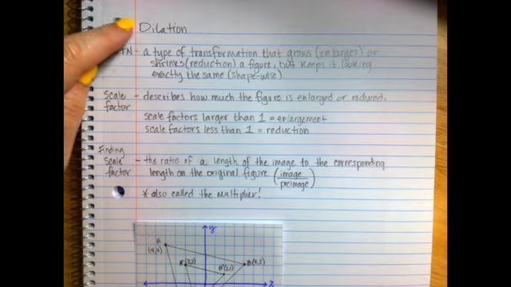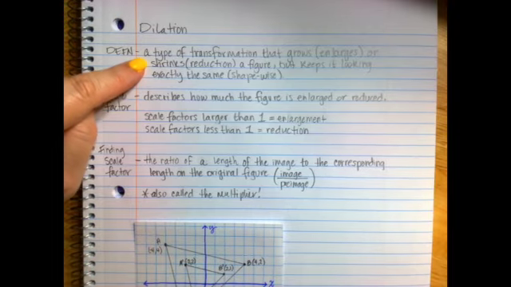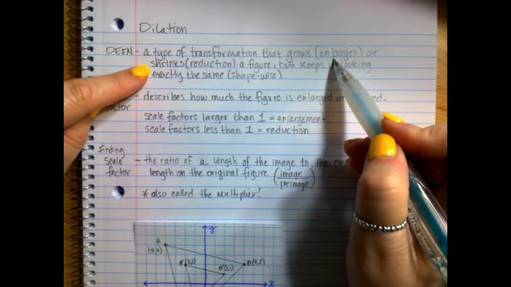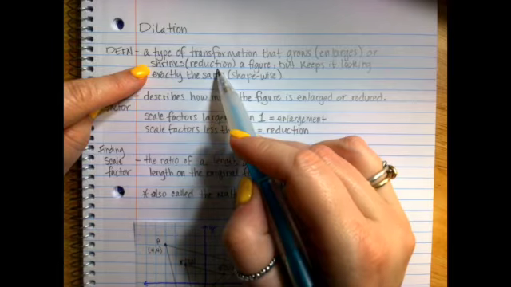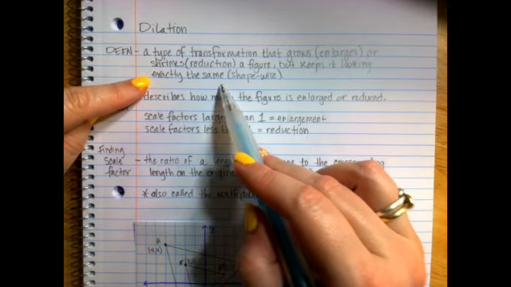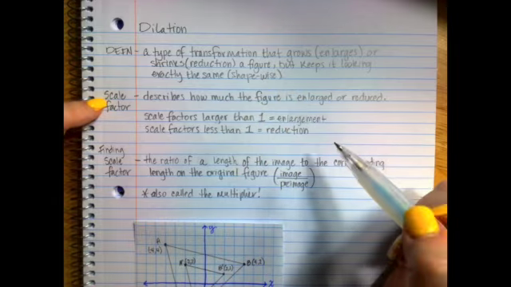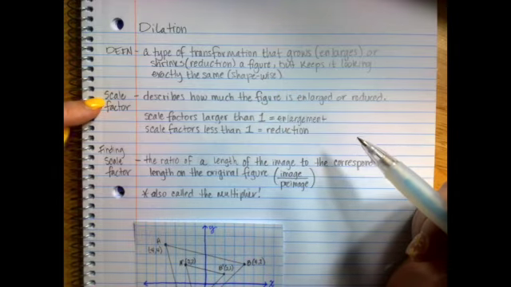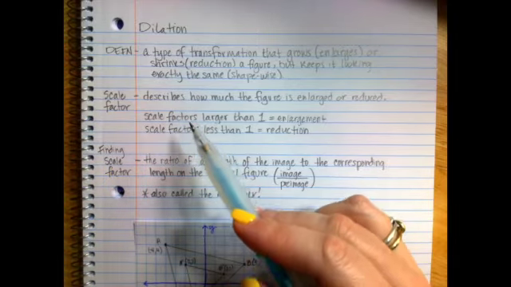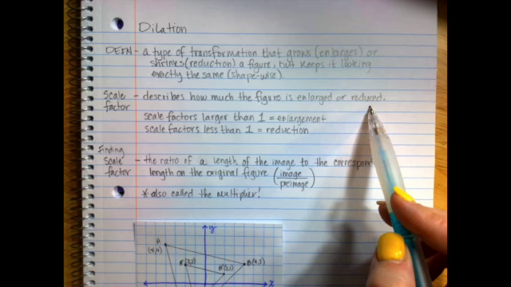All right, this tutorial is about a dilation. A dilation is a type of transformation that either enlarges or shrinks, which is a reduction, a figure, but keeps it looking exactly the same in its shape. So we have to know the scale factor in order to find the dilation. A scale factor in this instance describes how much the figure is enlarged or reduced.